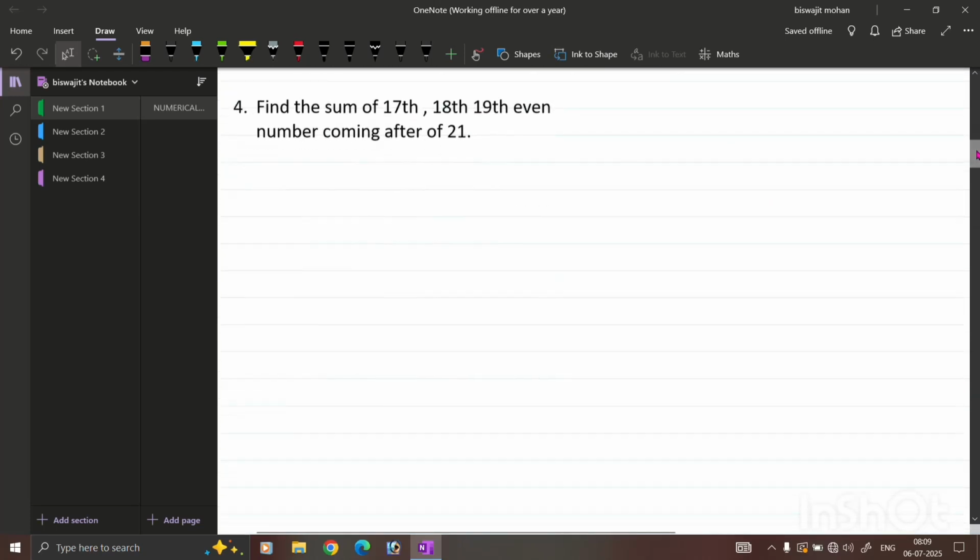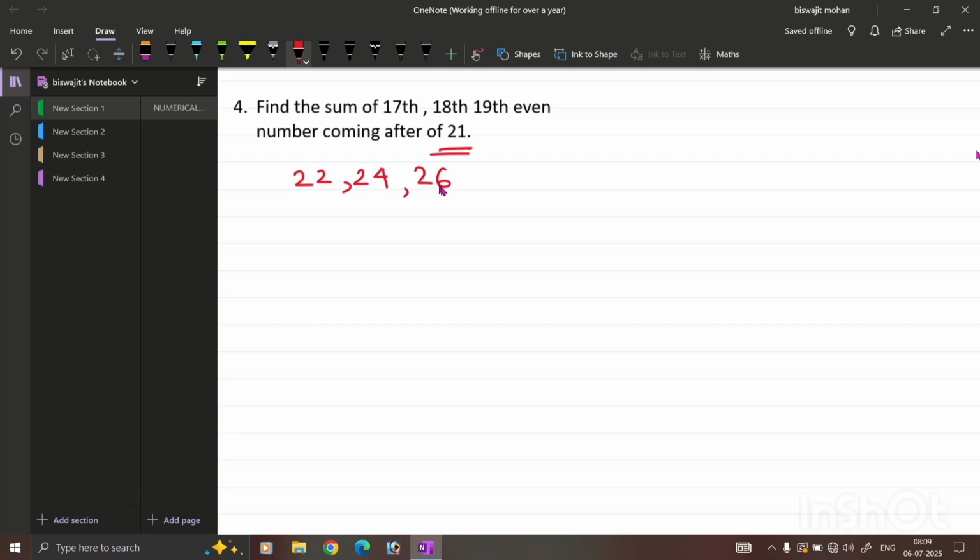Number 4. Find the sum of the 17th, 18th, 19th even numbers coming after 21. So what is the first even number after 21? We say 22. The next numbers are 24 and 26, like that. Now to find the 17th number, 18th number and 19th number, we take the help of arithmetic progression. Yes, we know that the nth term is equal to a plus n minus 1 into d, where a is considered as the first term, n is the number of terms, and d is the common difference.